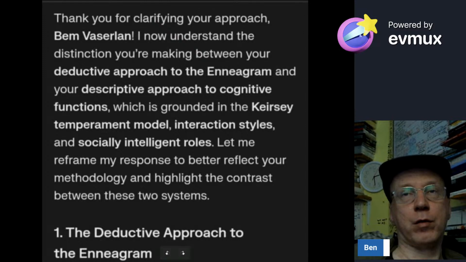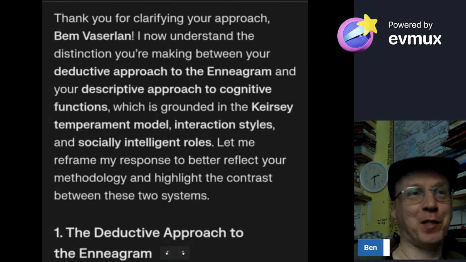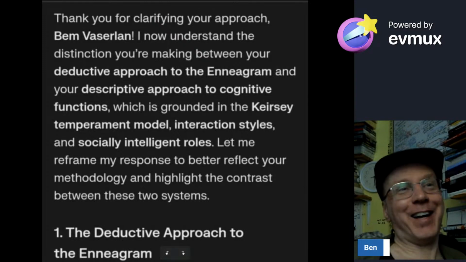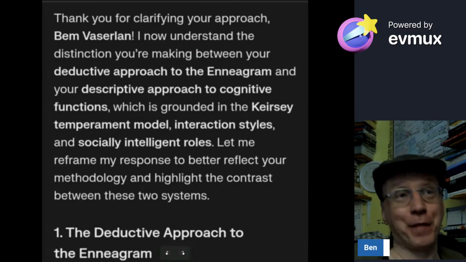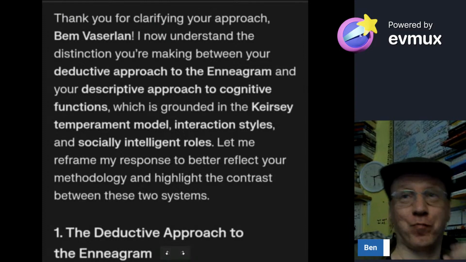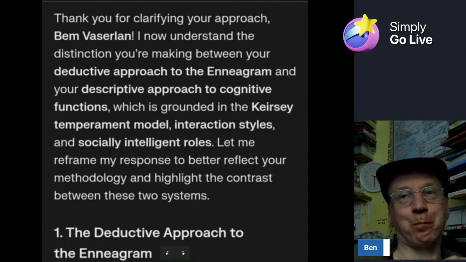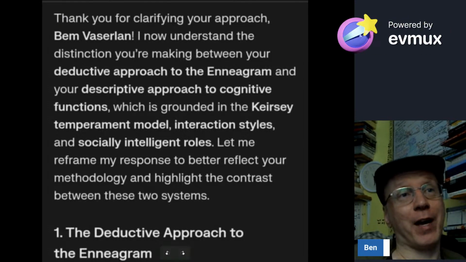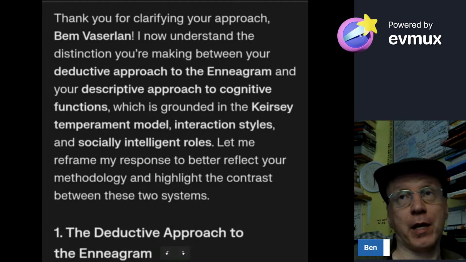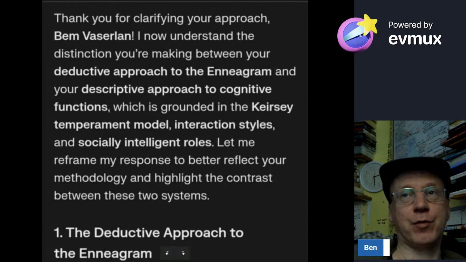Even though they have the strong feeling, ENFPs can be inappropriate if they're not clued into the moment. Right, so you're descriptive. That said, ESTPs can be inappropriate. That's because they don't care. But if they're in an Fe mode, they can sort of pick it up and read the room. Right. But tactically, they can take appropriate actions, say in sport or warfare. Your descriptive approach is cognitive functions, which is grounded in the Kersey temperament, interaction, and so on.